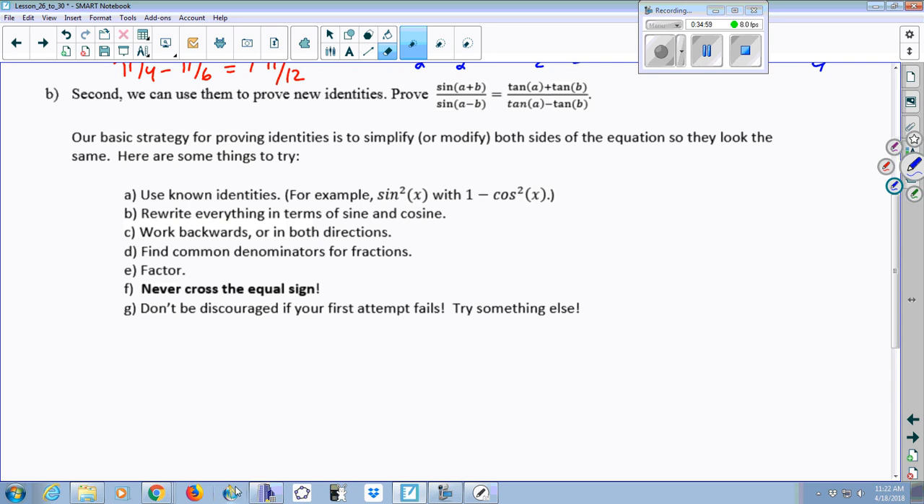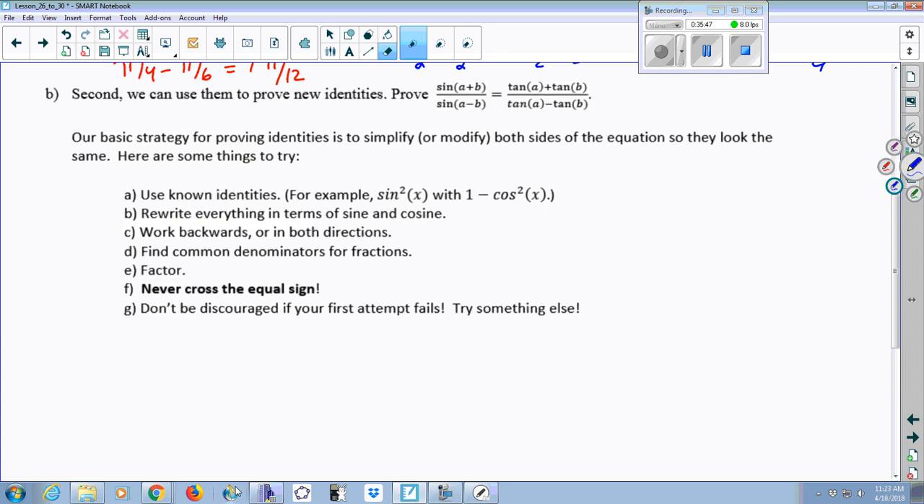So here are some of them. Use known identities. We know this identity. We could replace sine squared x with 1 minus cosine squared x, which we just did. That's from the Pythagorean identity: sine squared x plus cosine squared x equals 1. Any variation of that is used quite a bit, and of course, all the identities we're about to learn. Rewrite everything, if you can, in terms of sine and cosine. That's one strategy. You might do it to both sides, or you might do it to one side and see where it leads you. Work backwards, or in both directions at the same time. Look at where you ended up, where you want to end up, and work backwards. Find a common denominator for fractions. That's a biggie. Factor whenever possible.